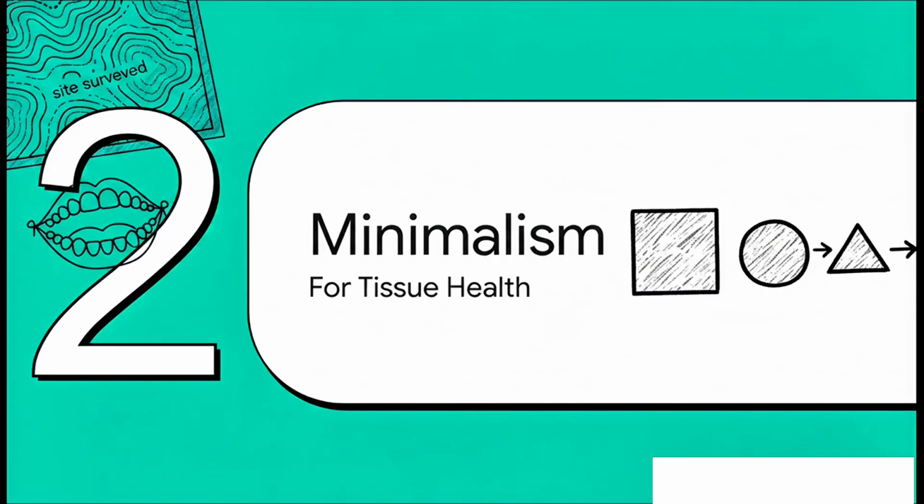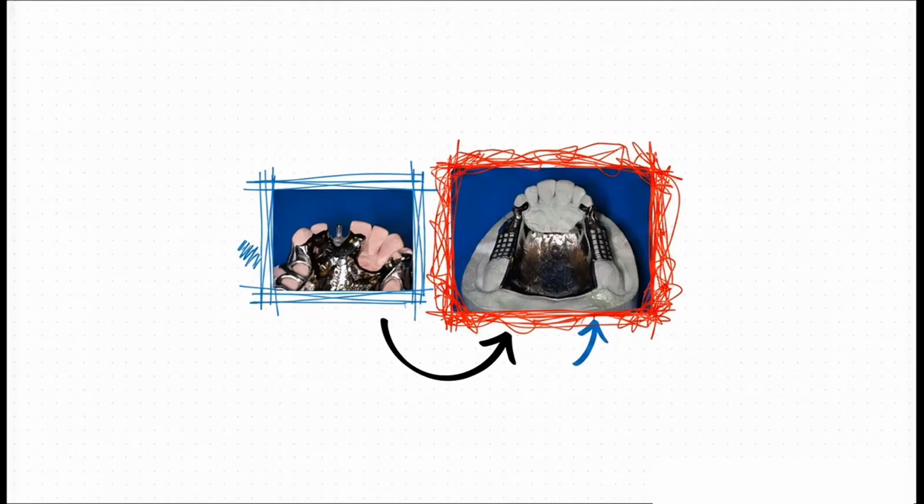Moving right along to Section 2, minimalism for tissue health. Once that site is fully surveyed, we move to the core philosophy of modern framework design. And look at the stark visual contrast here. It's practically night and day. You have an older, bulky plated design covering a massive amount of teeth and tissue compared to a modern, elegant, minimalist framework. This minimalist approach is vastly superior.